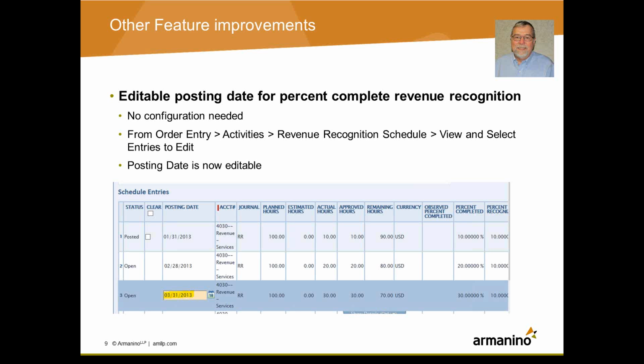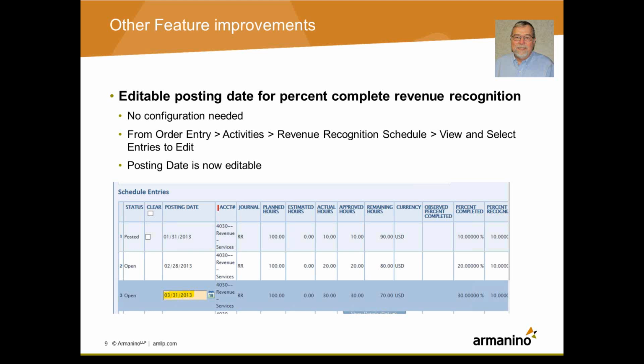For those of you that are using the Intacct revenue recognition and specifically the percent complete, it used to be a situation that when you went in to post the entry, the posting date would be based upon the actual period you're in when you're trying to post it, and you did not have the capability to edit that. It used to require you to post it and then go back and create a correcting entry to get it into the right period.